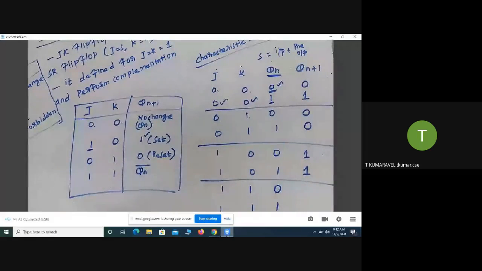Next, what is the last combination? The last combination is 1, 1. What we are defining is that it is going to perform the complement operation. How does it perform the complement? It looks at the previous stage output. In this combination, the previous state output equals 0, so it performs the complement operation, and the output becomes 1.